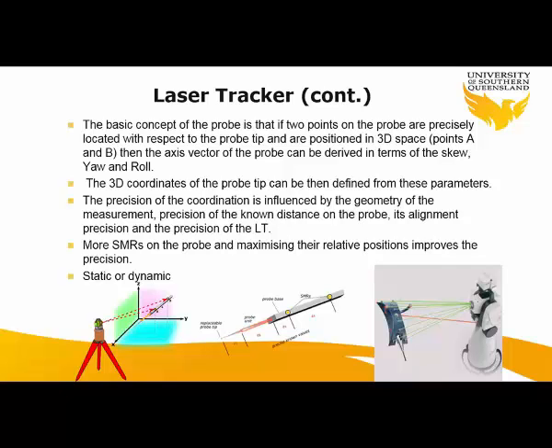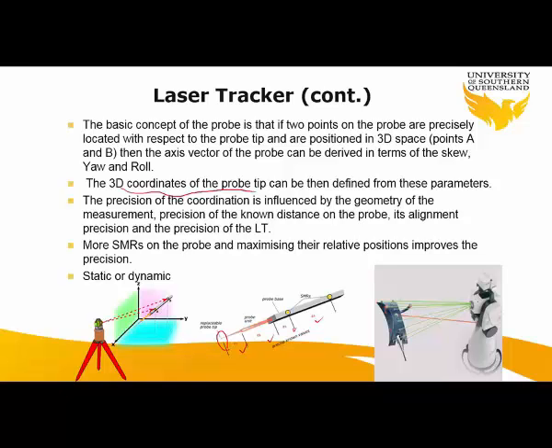So the laser is measuring to these points A and B, and the distances between them, like distance 1, 2, 3, 4, are already known and measured. So what's happening? A laser is measuring to these 2 SMRs, and based upon these parameters, it can give you the 3D coordinates of the probe tip. So you touch the tip to the points you want to measure the coordinates, and because all these distances are known and it's calibrated, it can give you the precise coordinates for that point.